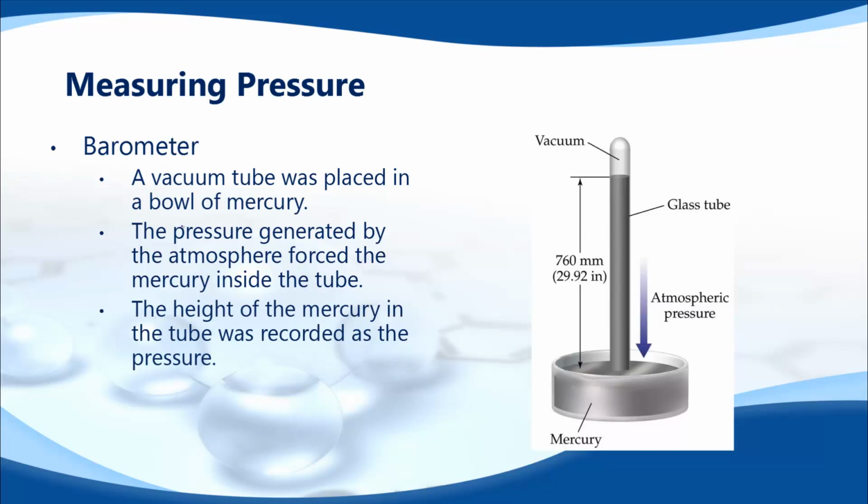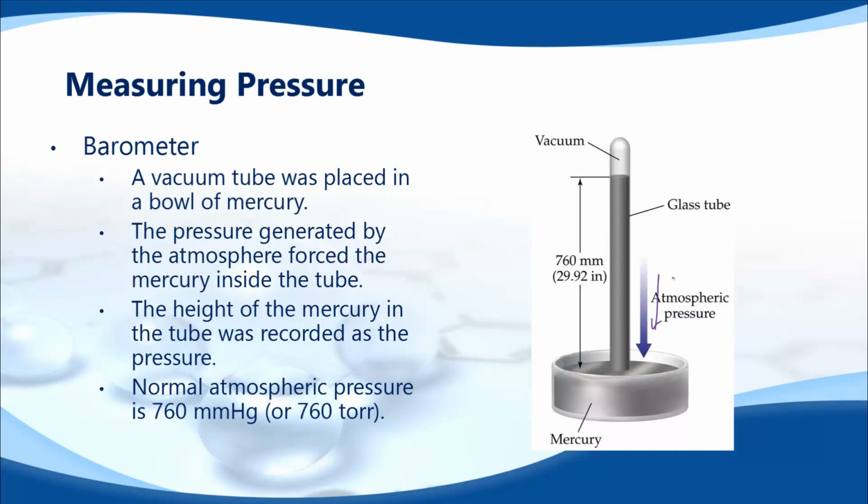Normal atmospheric pressure, what we call 1 atmosphere, causes mercury to rise to a height of 760 millimeters. So one of our pressure units is 760 millimeters of mercury. If the atmosphere is pushing down more, so the higher the pressure being exerted on this pool of mercury, the higher it's going to rise in the column. Right, so you're going to get a higher height.